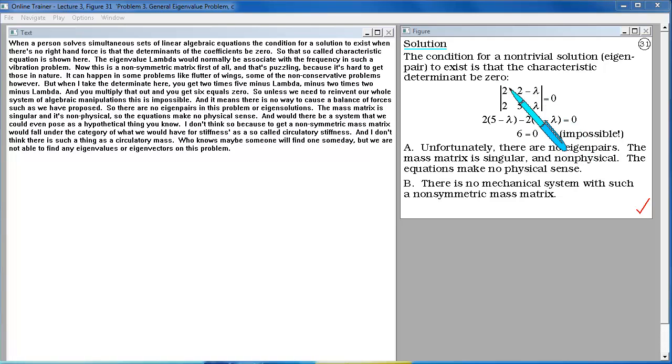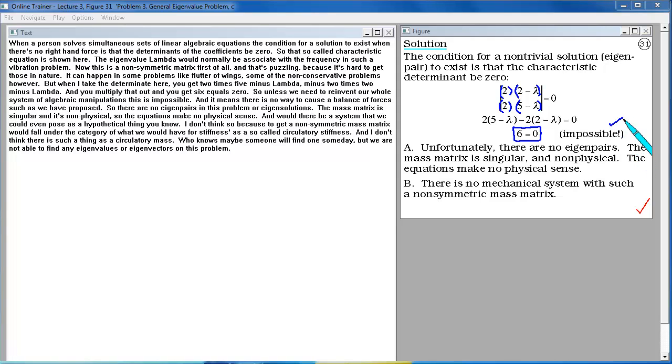Now this is a non-symmetric matrix, first of all, and that's puzzling because it's hard to get those in nature. It can happen in some problems like flutter of wings, some of the non-conservative problems, however. But when I take the determinant here, you get 2 times (5 minus lambda) minus 2 times (2 minus lambda), and you multiply that out and you get 6 equals 0. So unless we need to reinvent our whole system of algebraic manipulations, this is impossible.